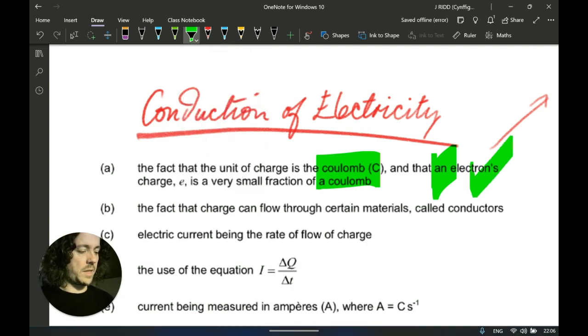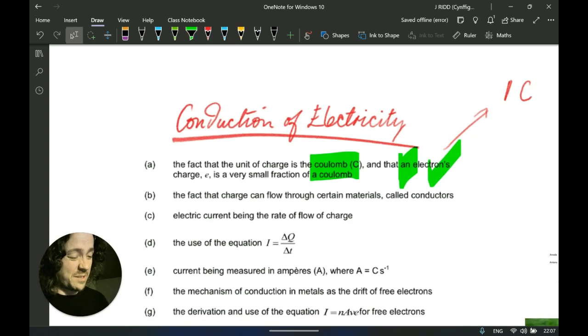Try again. Okay. Fact: charge can flow through certain materials called conductors. To be honest, there's not much more to say about that. You'll already be aware that we categorize materials as to whether they're conductors and insulators, and conductors can transfer charge, they can carry charge effectively, they can carry a current, they conduct electricity, and insulators do not.